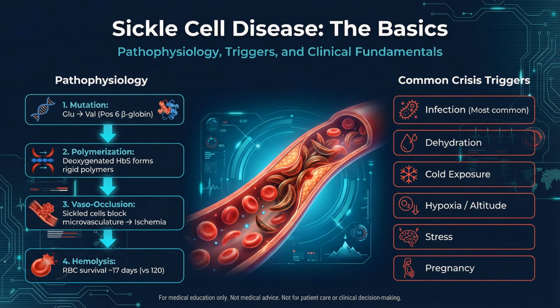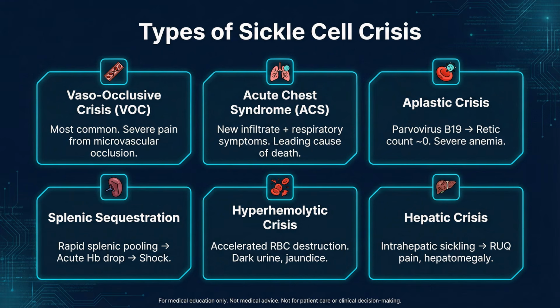Furthermore, these cells have a much shorter lifespan, about 17 days compared to the normal 120, leading to chronic hemolysis and anemia. So what triggers these crises? The most common precipitant is infection, but dehydration, cold exposure, hypoxia, and both physical and emotional stress are also well-known triggers. Let's break down the main types of sickle cell crisis.